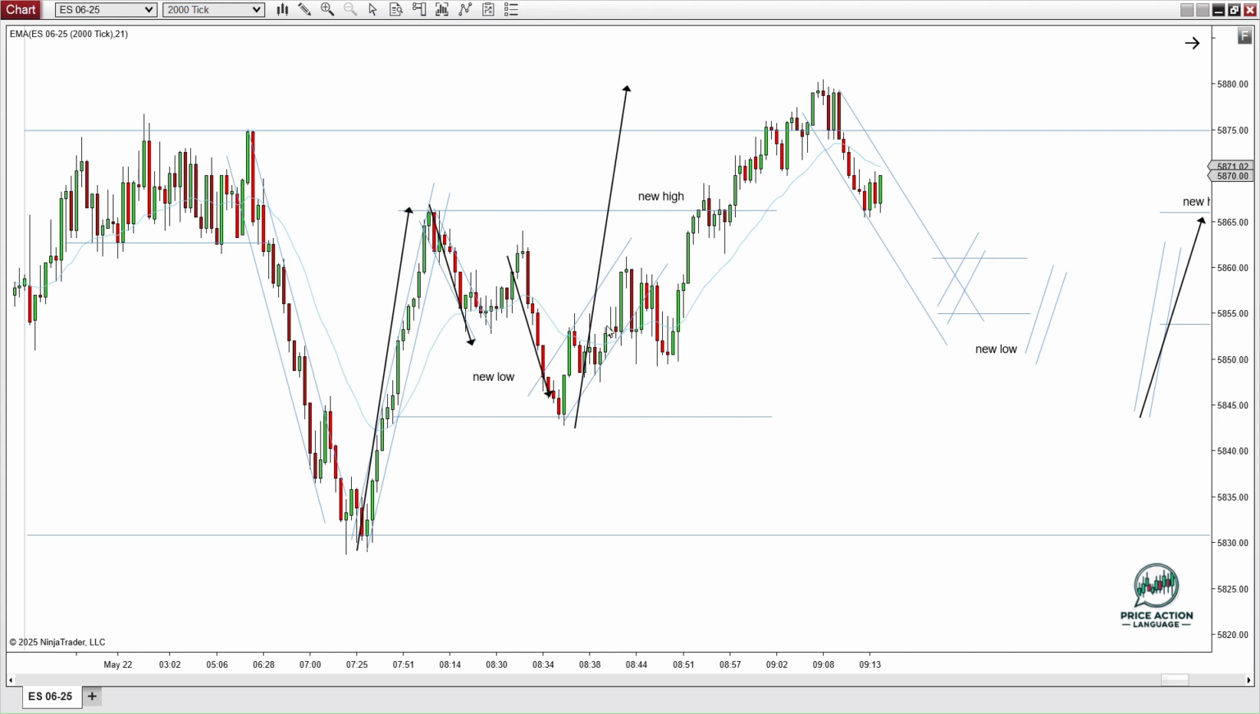You get the first entry short pullback, second entry short failure here. But problem is that we're below the EMA. We needed something above the EMA. But we do have some uptrend working higher here. So some second entry long would have been decent. But unfortunately, there was no trigger above this bar.